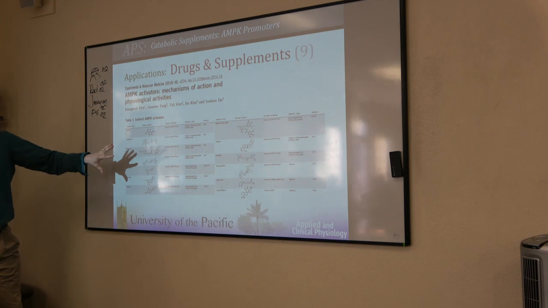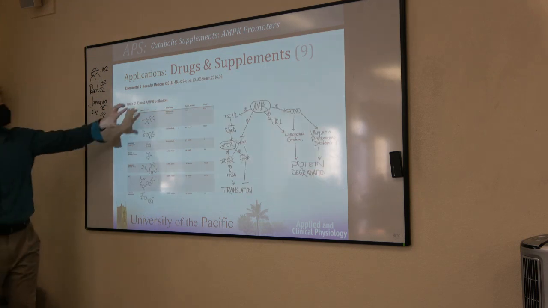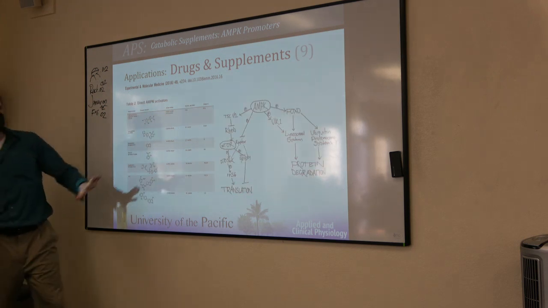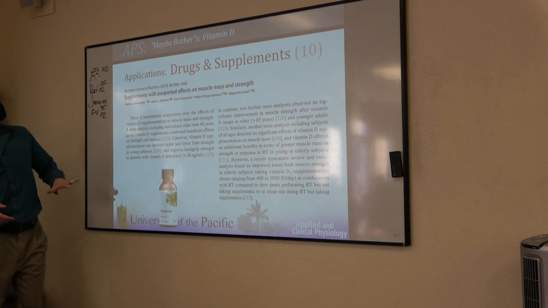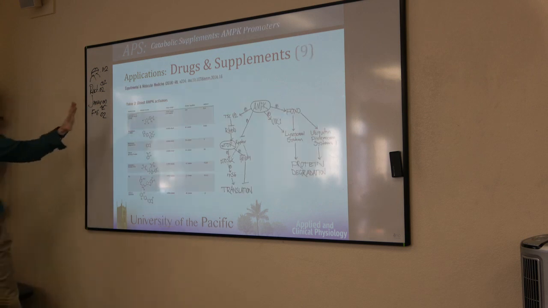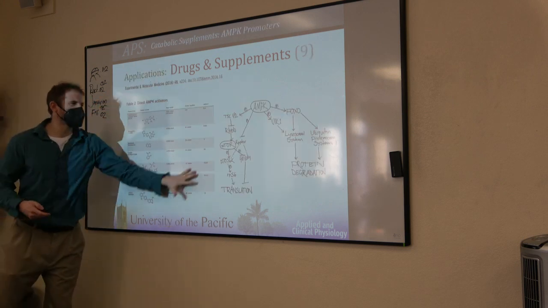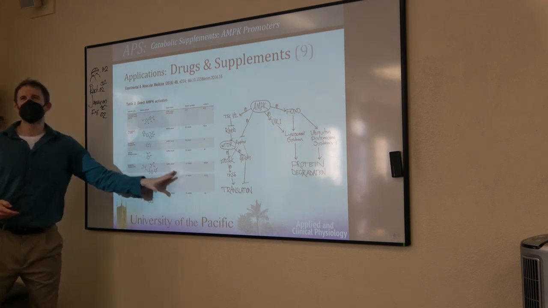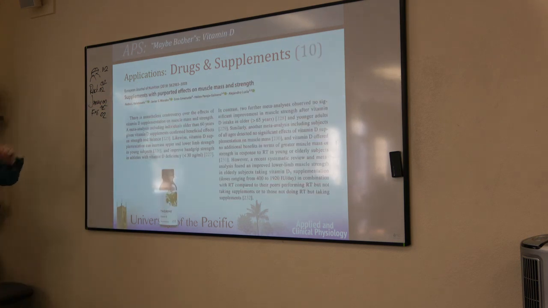We talked about AMPK activators, right? These are helpful contextually. Here are the direct AMPK activators. There's AICAR. You know what AMPK does. The maybe bother supplements. So that's for catabolic, but that's the end of the supplements to really consider. The maybe bothers.